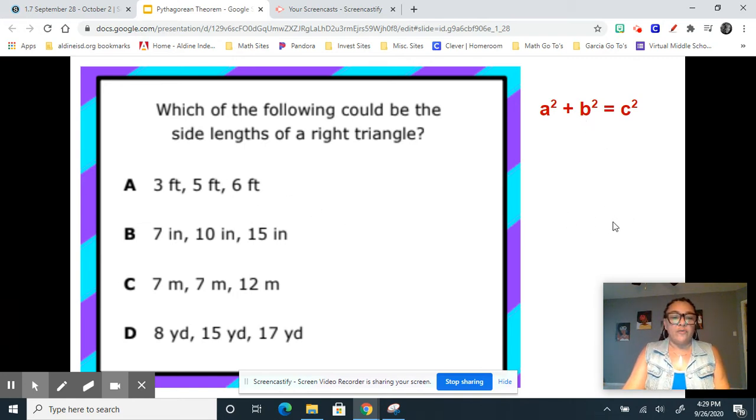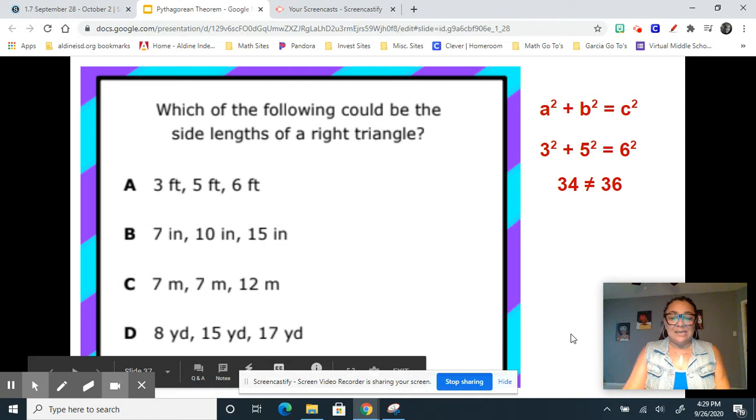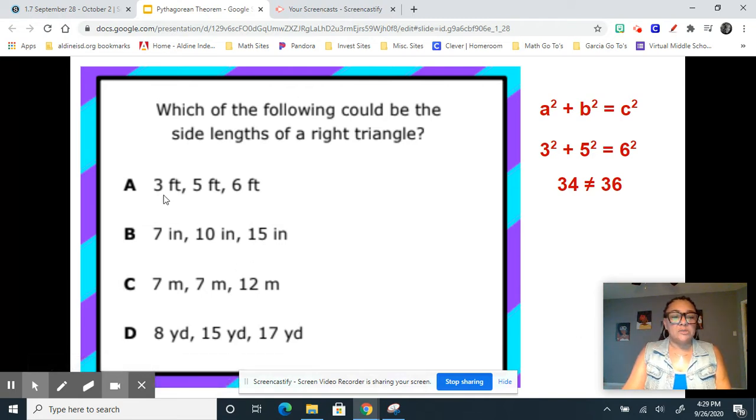Let's substitute the values that are given into our formula. And we have 3 squared plus 5 squared equals 6 squared. When we solve it, we see that 34 does not equal 36. So therefore, those measurements will not create a right triangle.